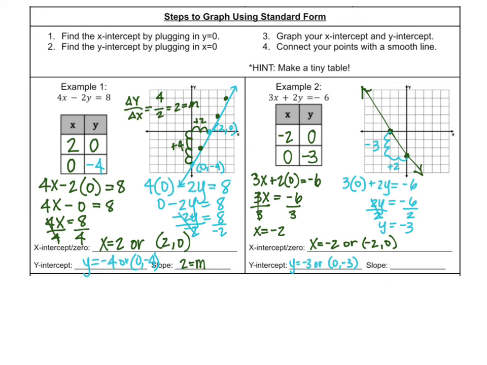I did notice that as I look left to right, my graph is going down. So I know my slope needs to be negative. Change in y over change in x. Negative 3 over 2. That can't be simplified. So my slope is equal to negative 3 halves.